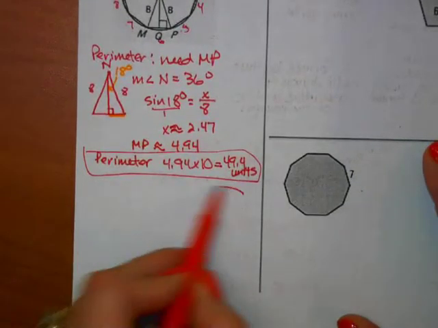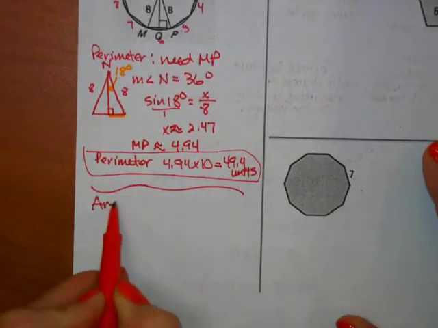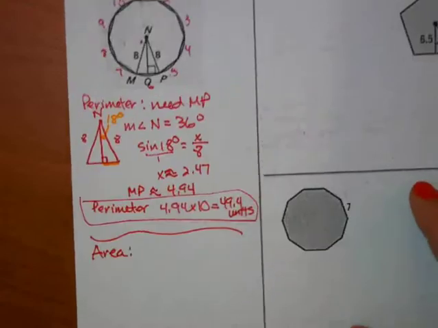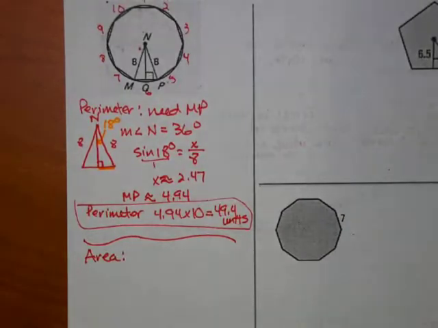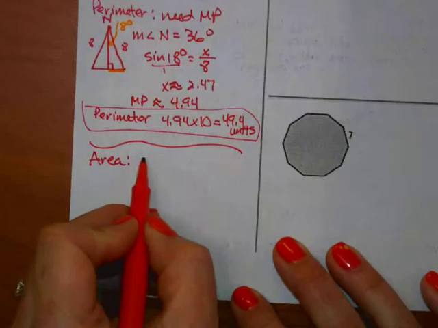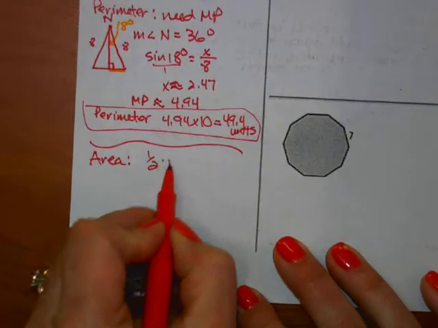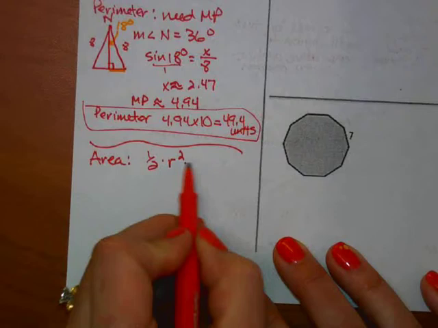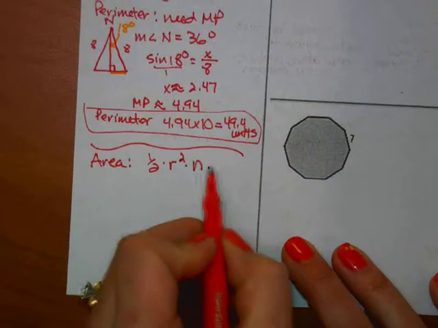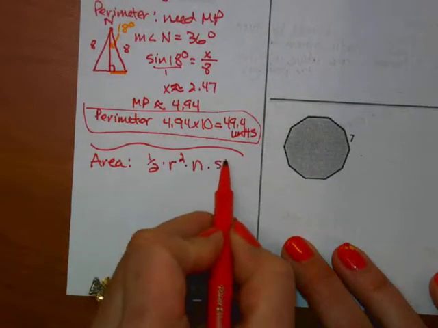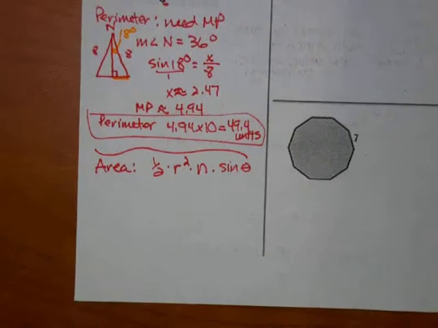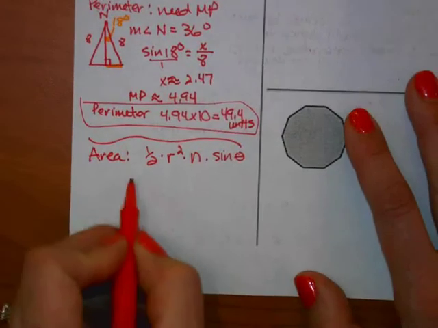Okay, let's do the second part. Let's do the area. I'm going to use this formula right now. 1/2 r squared. So I have the radius, I know the number of sides, and I know the central angle, theta. I know the central angle. So I have all the pieces I need with that formula. The other formula, you need the apothem. We don't have that yet, so that'd be more work.